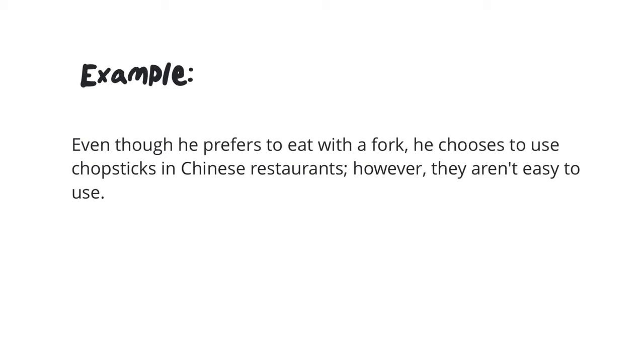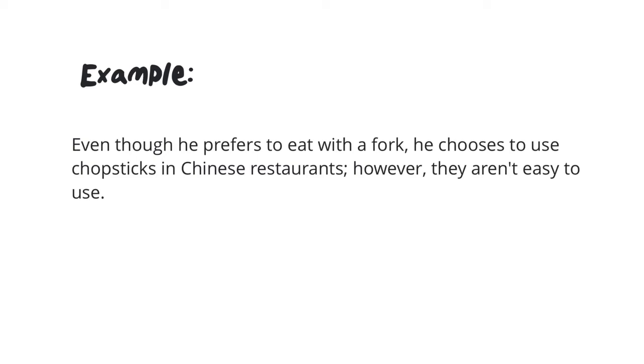Okay, let's look at this example. We know we're looking for two independent clauses and one dependent clause. So let's see how we do finding them. Even though he prefers to eat with a fork, he chooses to use chopsticks in Chinese restaurants; however, they aren't easy to use. I chose this example because it exhibits how you can effectively use a semicolon and a transition word. So keep that in mind. Another reason I chose it is because it's a different form than the one that we just looked at.